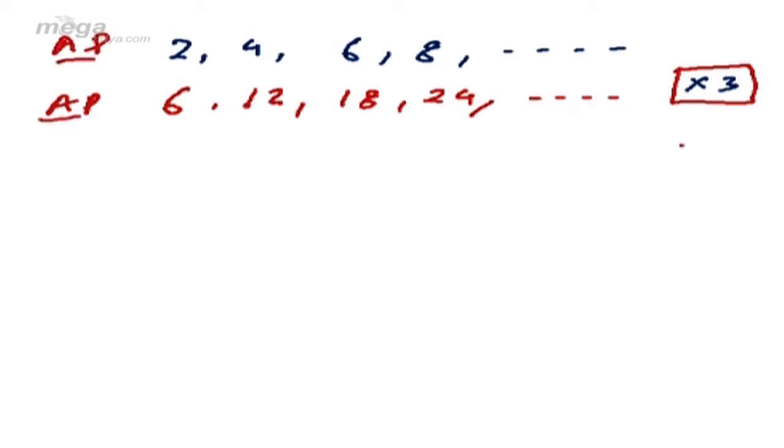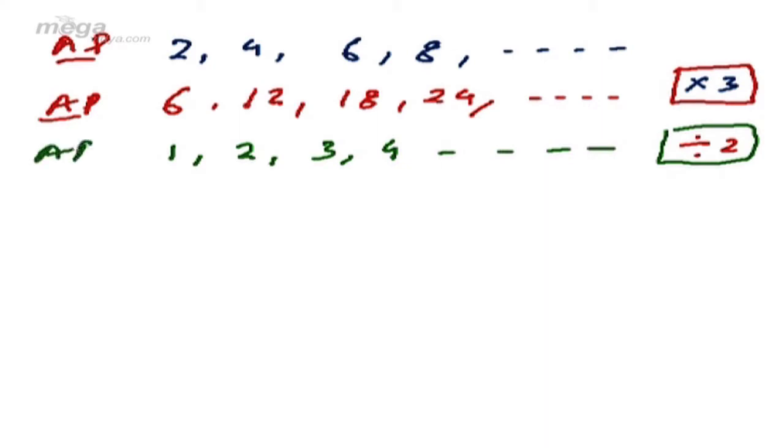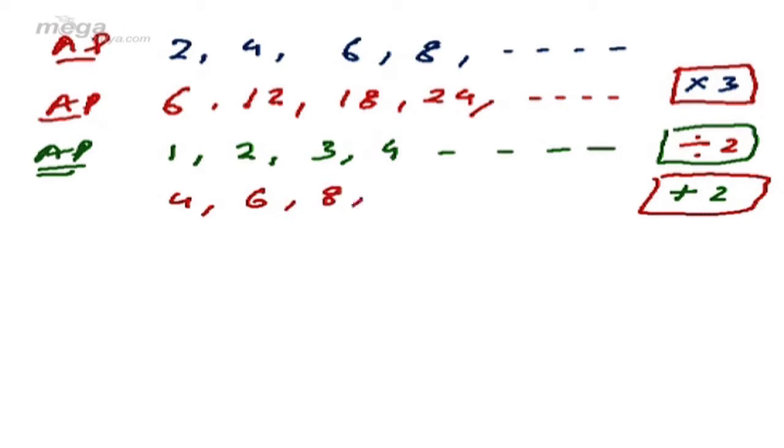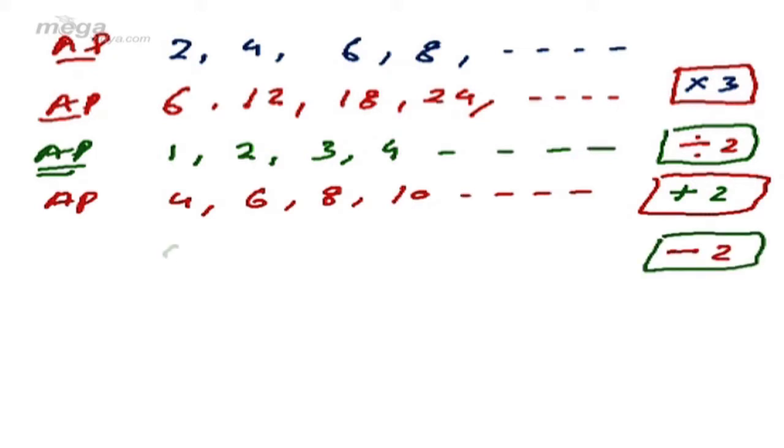But suppose you divide this sequence by 2, the sequence becomes 1, 2, 3, 4 and so on, which is also in AP. Suppose you add 2, the sequence becomes 4, 6, 8, 10 and so on, which is also in AP. If you subtract 2 from this sequence, it becomes 0, 2, 4, 6, which is also in AP. This is the first property of AP.